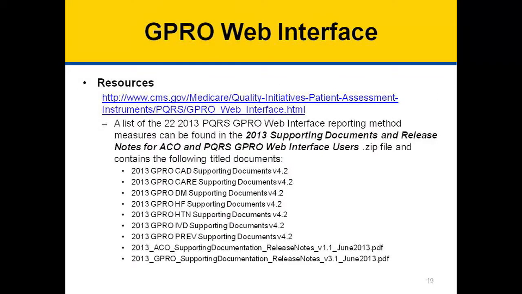You can find more information on the GPRO Web Interface at this link. A list of the 22 2013 PQRS GPRO Web Interface reporting method measures can be found in the 2013 supporting documents and release notes for ACO and PQRS Web Interface users. These supporting documents include coronary artery disease, care, diabetes, heart failure, hypertension, ischemic vascular disease, and preventive care. They also include supporting documentation release notes for both the 2013 ACO and GPRO.